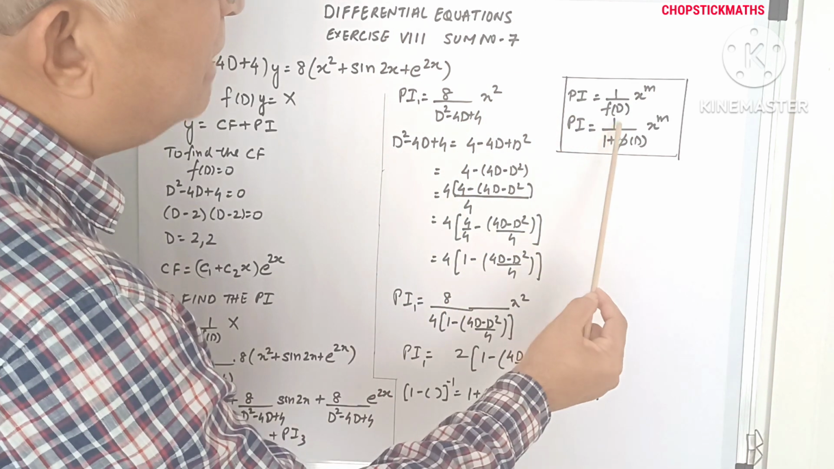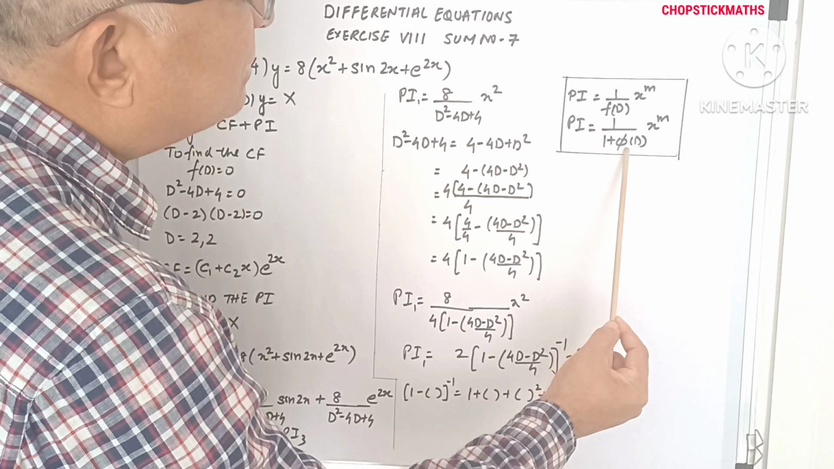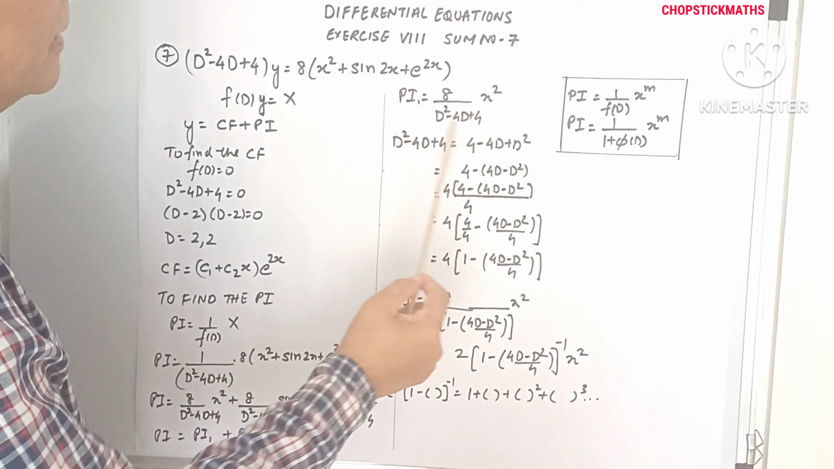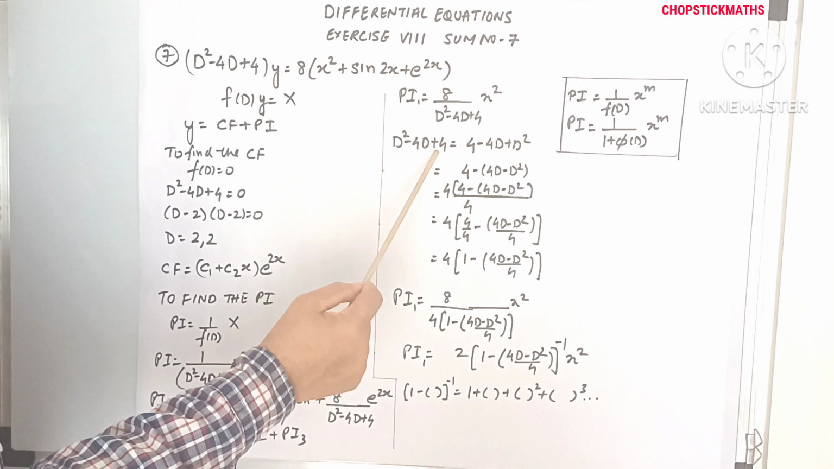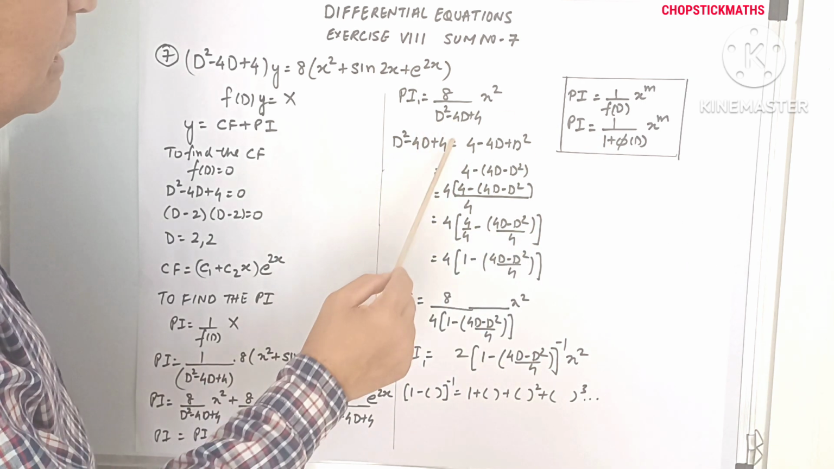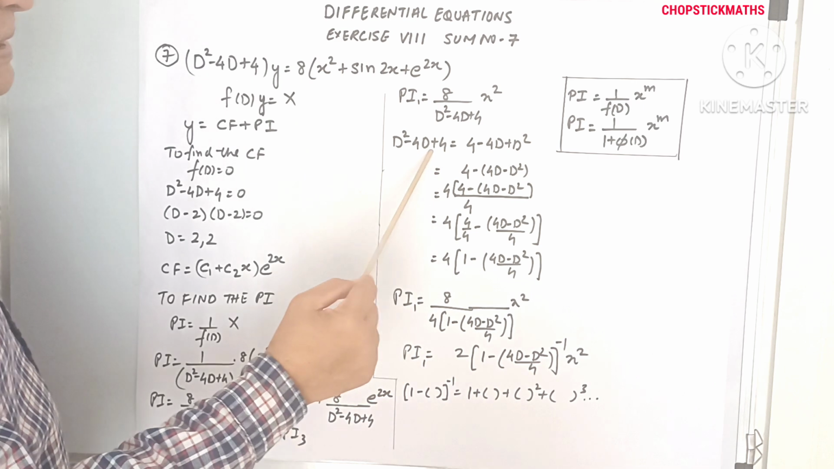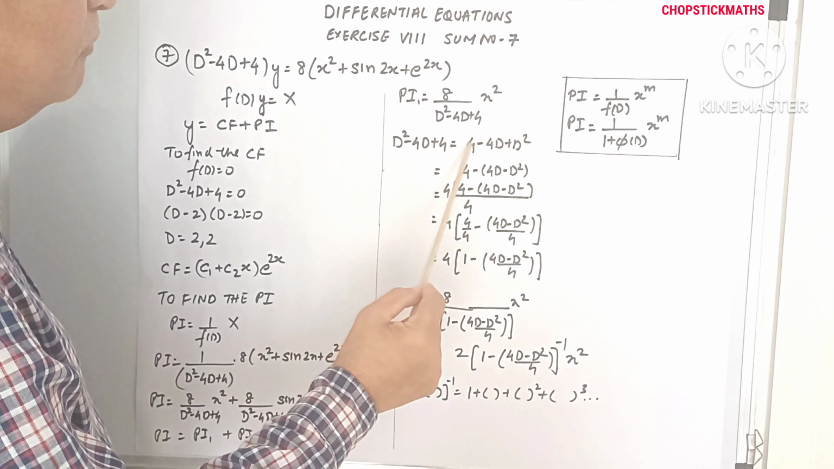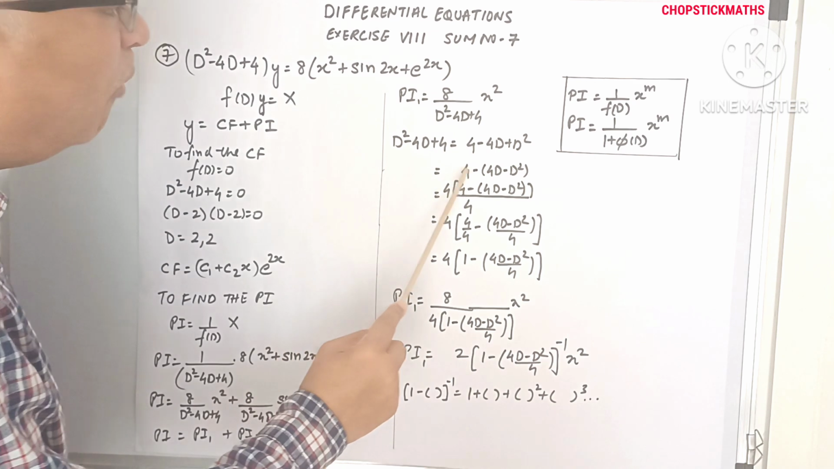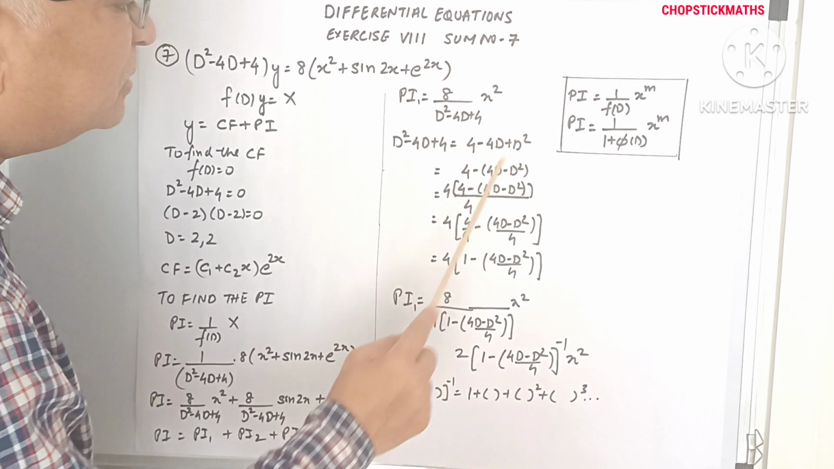In this case, we will have to express f(D) as 1 plus phi(D). So f(D) here is D² − 4D + 4, and we shall express this as 1 plus phi(D). To do this, we first have to reverse the order of this expression. So we can write this as 4 − 4D + D², that is 4 − (4D − D²).